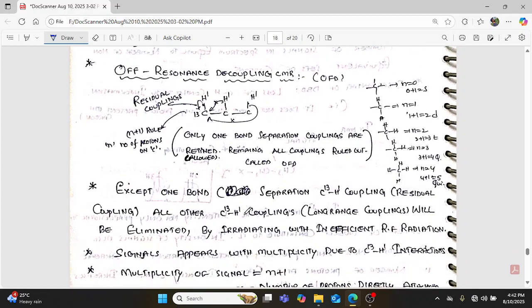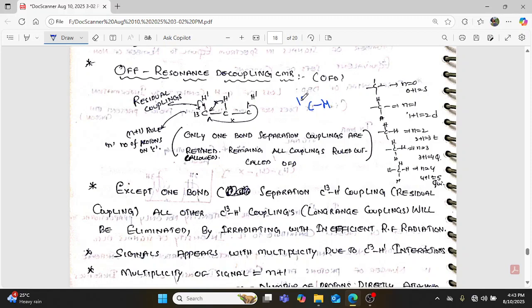The next type is off resonance decoupling in C13. This is a very important NMR technique. Everyone should remember this technique. Based on this technique, we will identify the number of signals in a C13 NMR spectrum, right? Here, we know that two types of couplings are there: C13-H short range coupling and C13-H long range coupling. Here, they are allowing C13-H short range couplings.